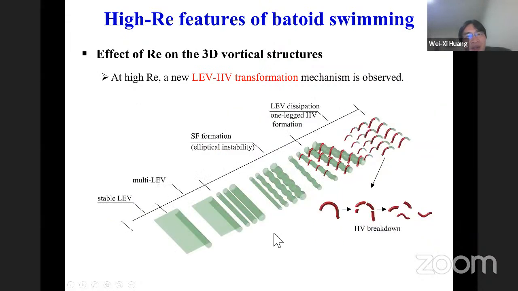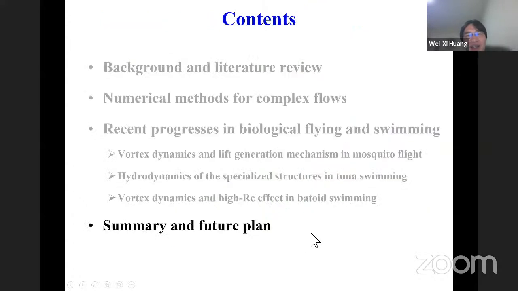Here we just plot a schematic of such a destabilization process. The leading edge vortex becomes destabilized, and then it becomes an array of helical vortical structures. So that's the main content I'd like to introduce today.